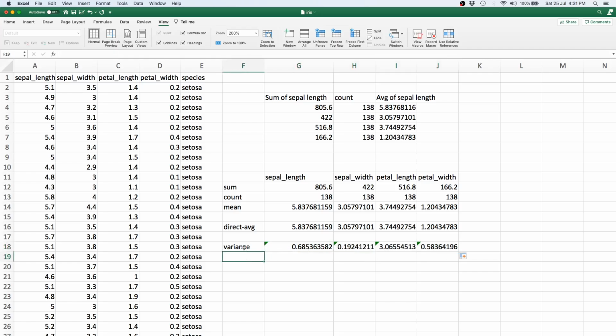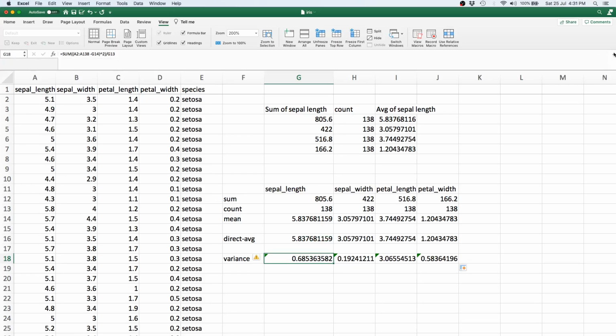And of course, this was a variance that we calculated by actually applying this particular formula. Let's take a look at the formula a little more carefully. We took a column, we subtracted the mean of that column, which was present here, and then we squared the column, added it up, and then divided it by the count of that particular column. So that's basically what gives us our variance.